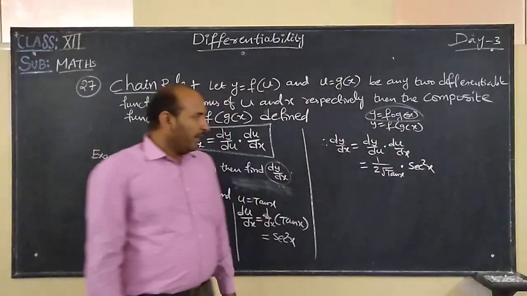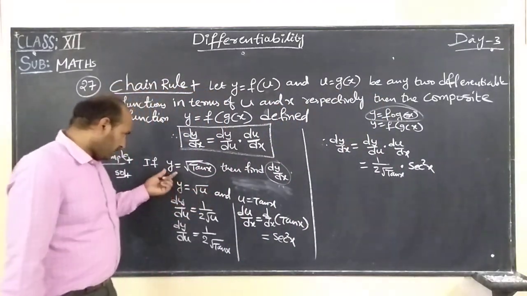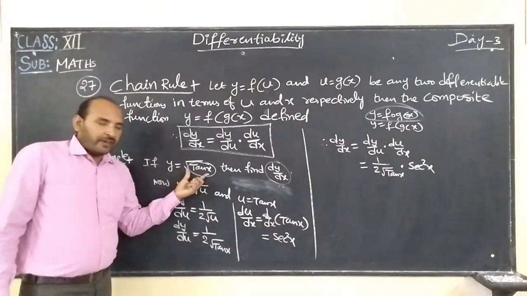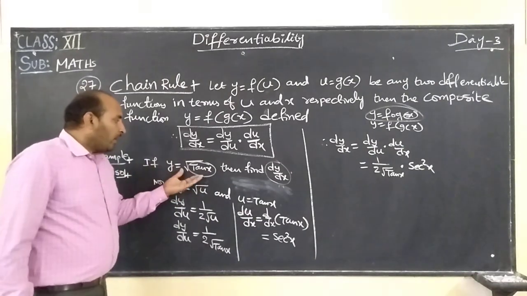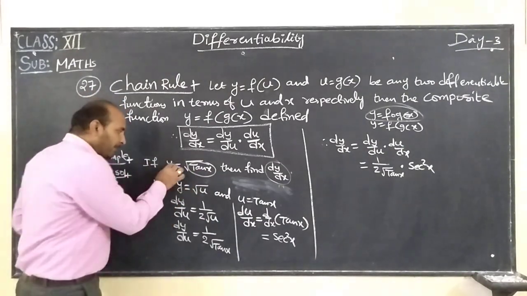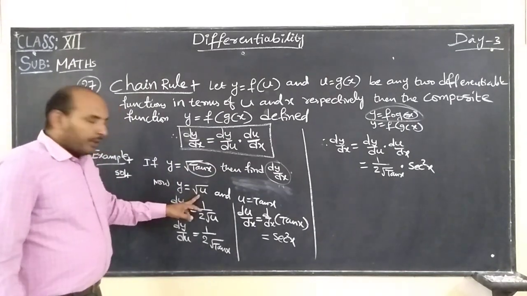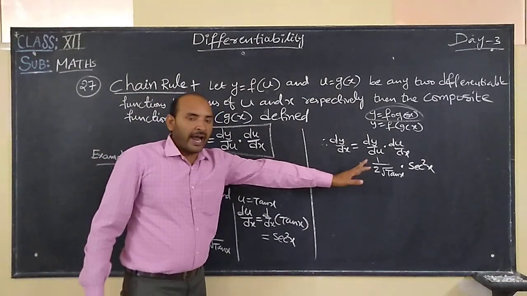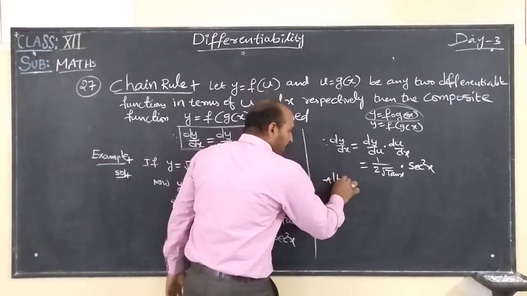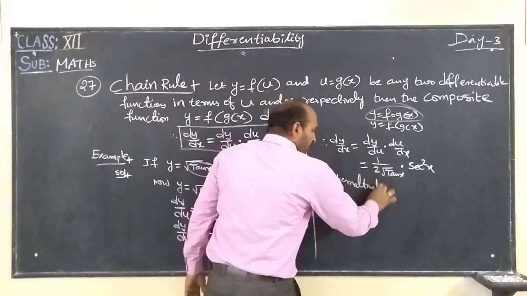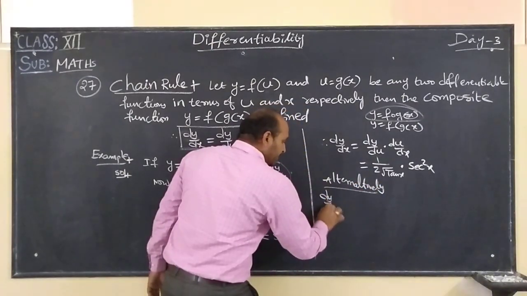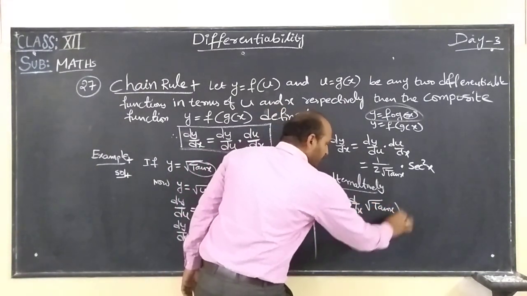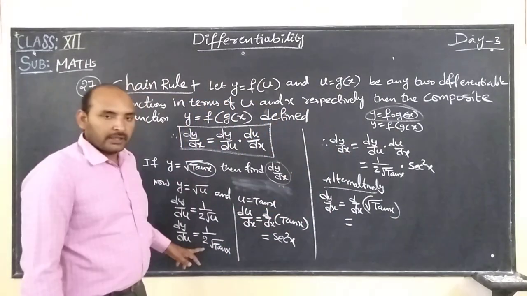So what you observe in this question means, if y is equal to root tan x, your function is in terms of two differentiable functions. We have to find the derivative of root tan x with respect to x, which is 1 by 2 root tan x directly. Alternatively you can write dy by dx, which is equal to d by dx of root tan x.